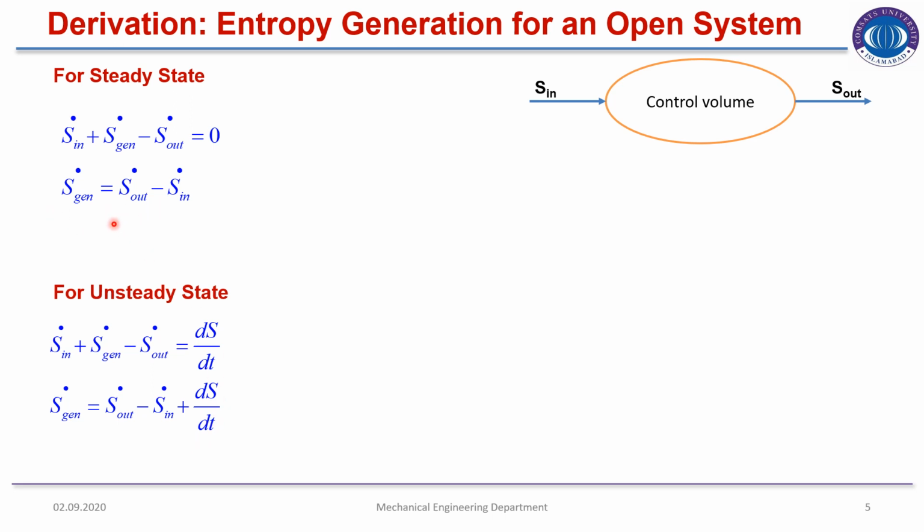So here we have two main equations, one for steady flow and one for unsteady flow, to calculate the value of entropy generation for an open system for steady state process and for unsteady state process.